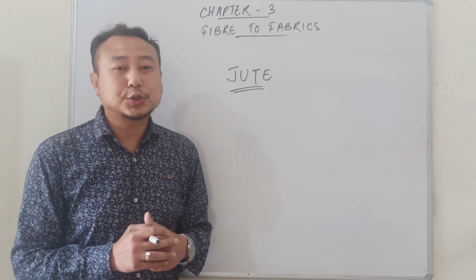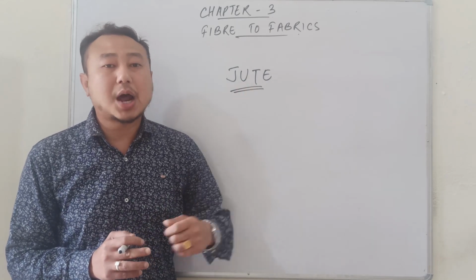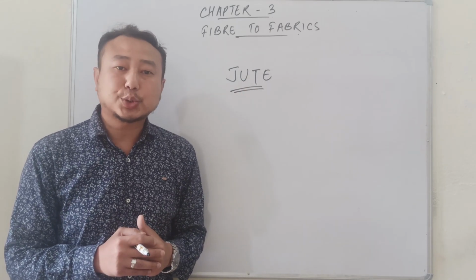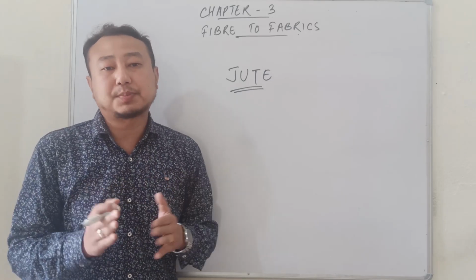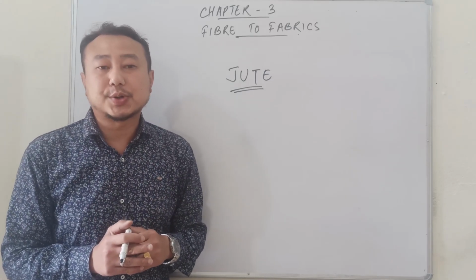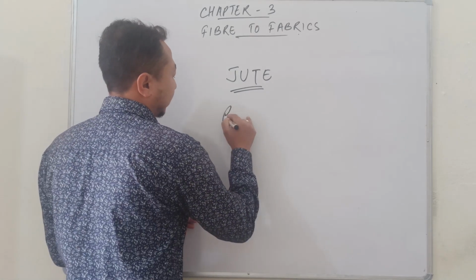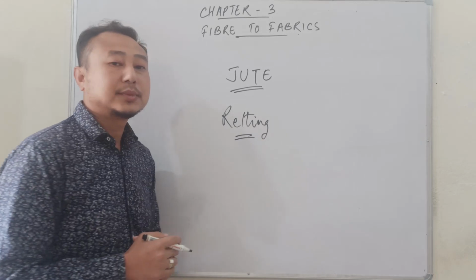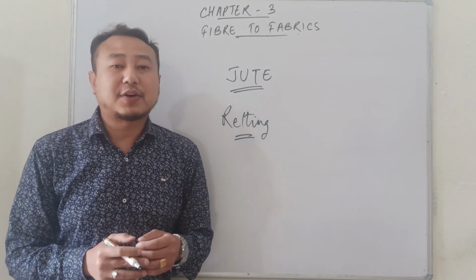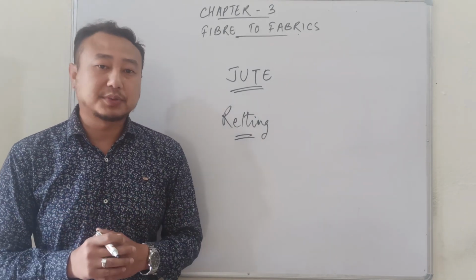After that, the jute plants are beaten on a hard surface so that the stem portion and the cover of the stem can be separated out. This process is known as retting. After the process of retting, the fibers of the jute plants are separated out from the stem.